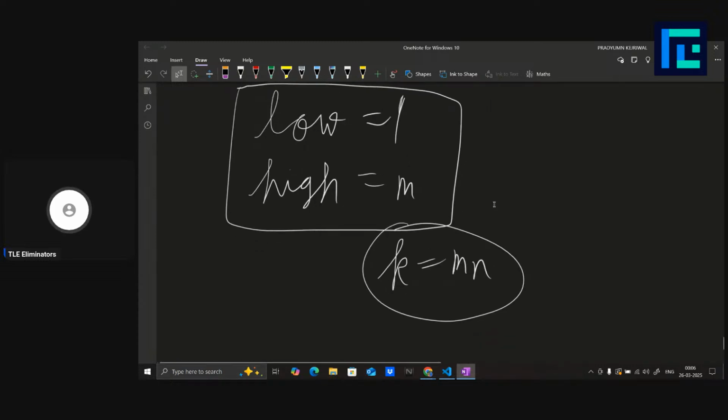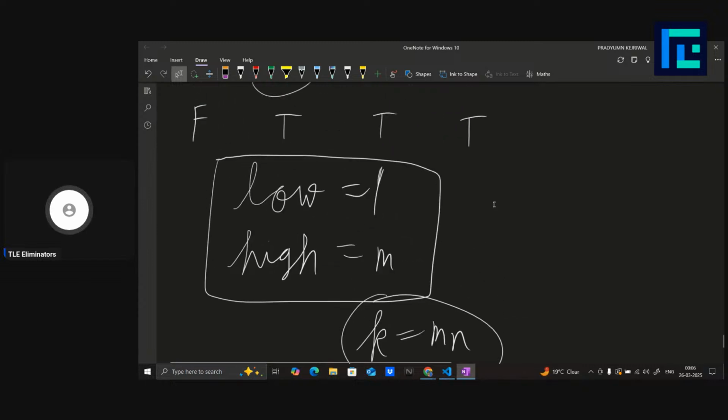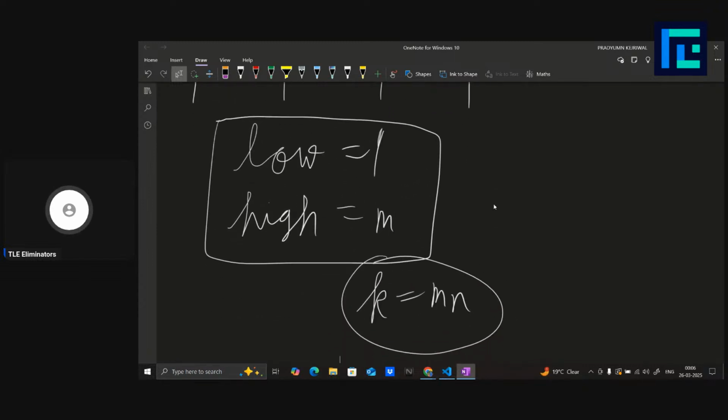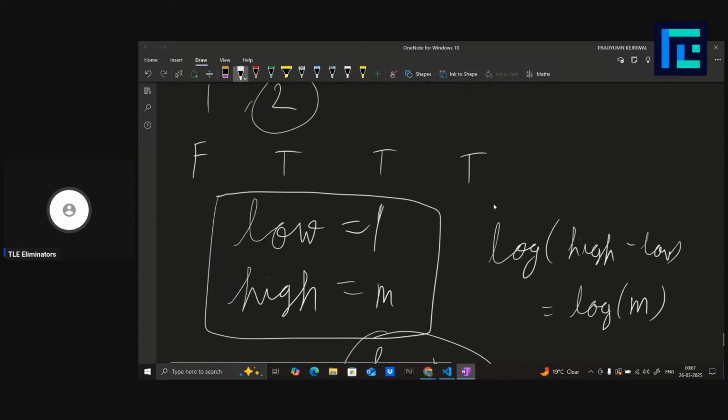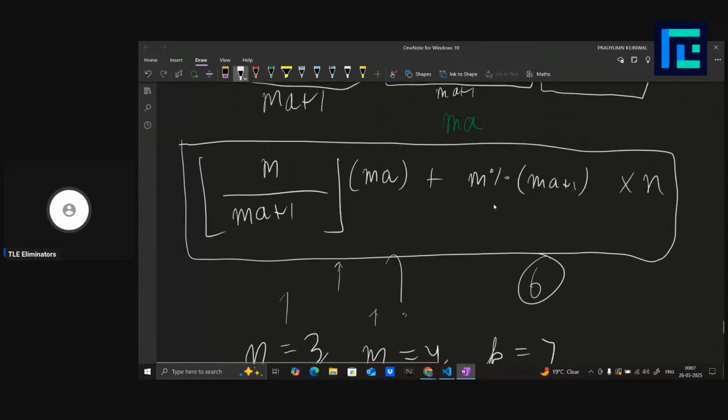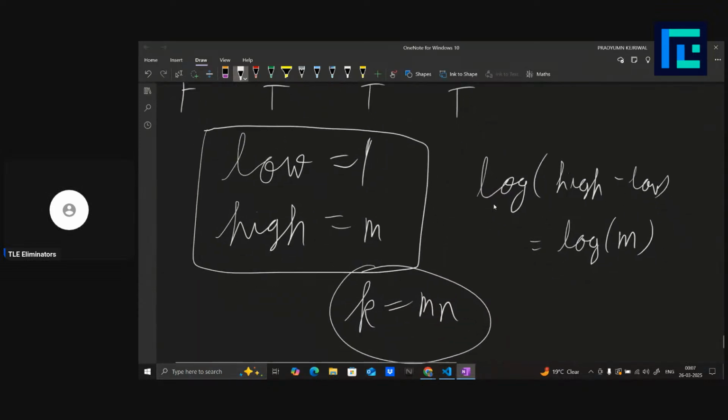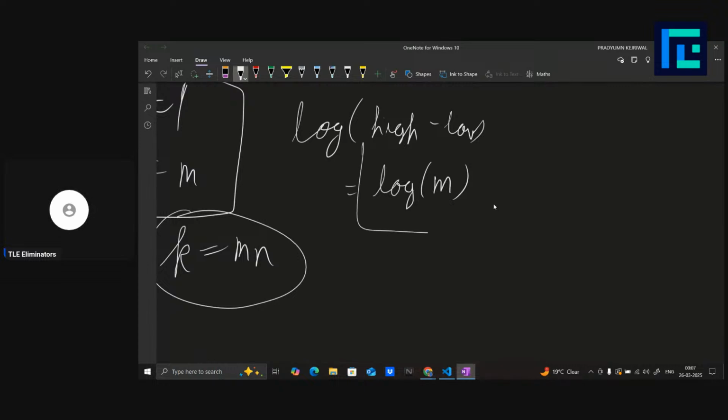So finally, the TC of this approach would be just log of high minus low, which is O of log m. Because the check function is O of 1, your check function is just this expression, whether it is greater than or equal to k or not. So this is just O of 1 operations. So total time complexity is log m. Okay.